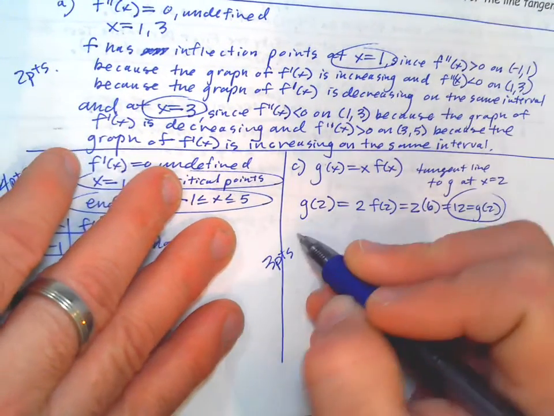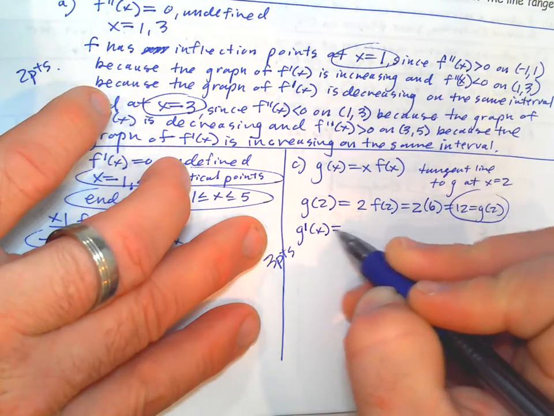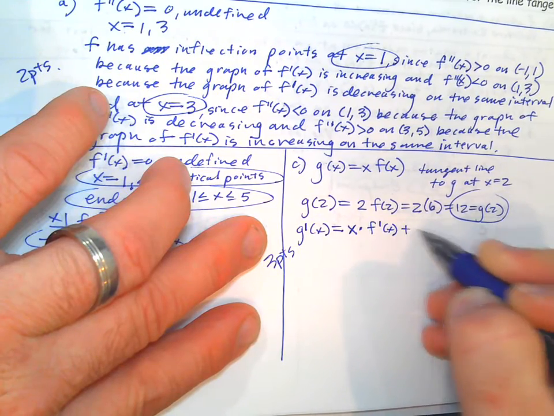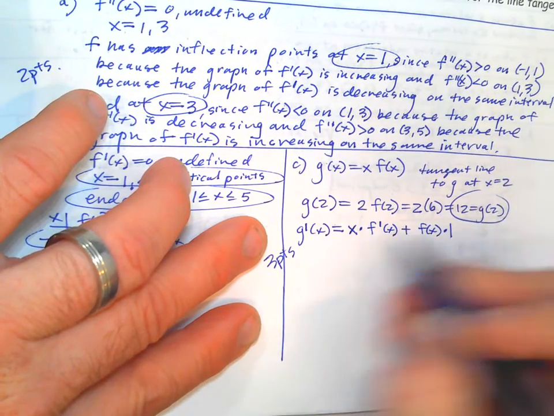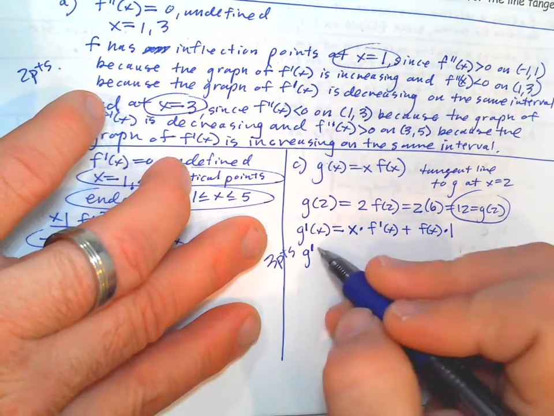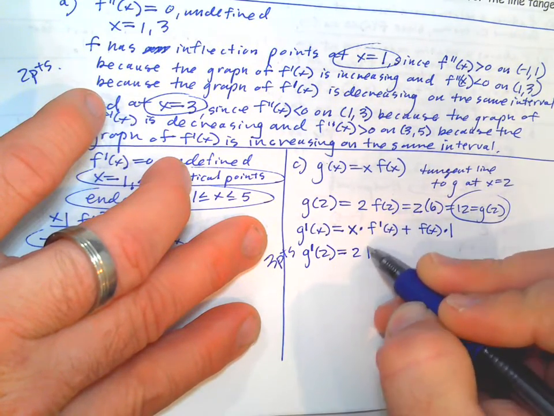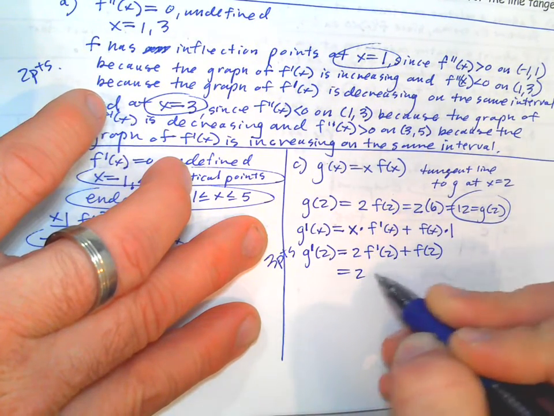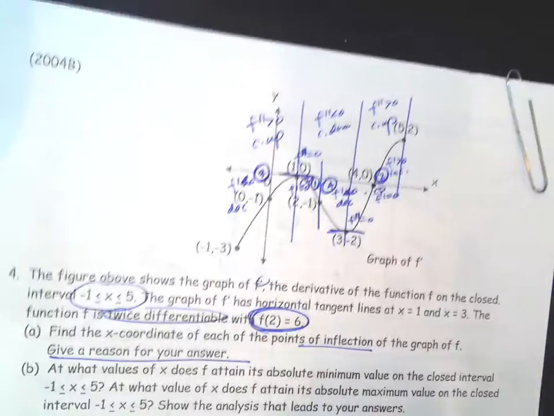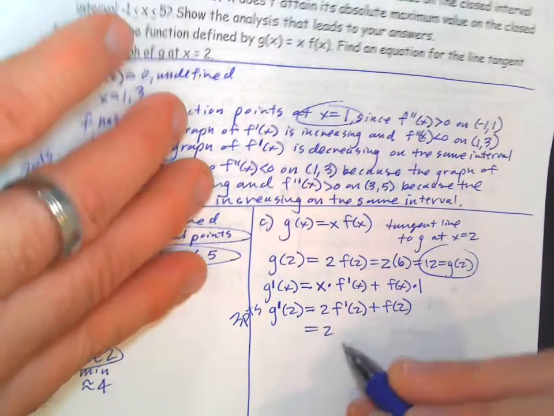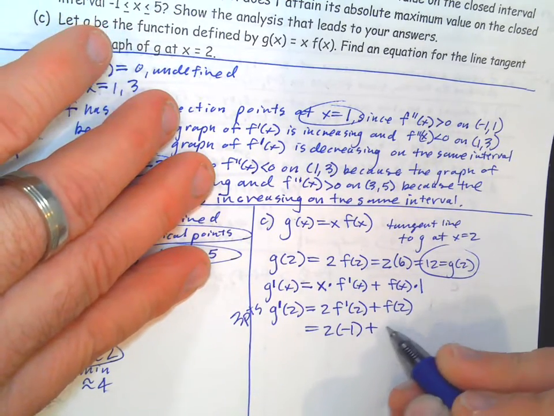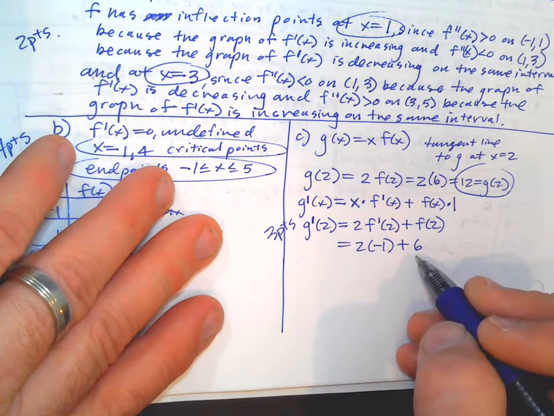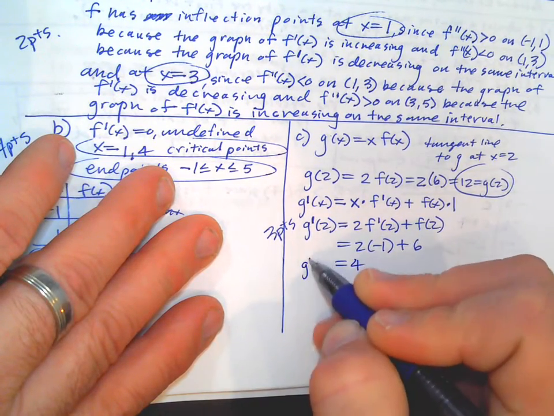And then we want the derivative. So this is going to involve the product rule. x times the derivative of f plus f of x times the derivative of x. So that's the derivative of g. And then we're going to plug 2 into it to get the slope there. Now, f prime of 2 would just be whatever the value of the graph is at 2, which is -1 right there. And then f of 2 they gave you at the beginning of the problem is 6. So these are actually exact correct answers. So this is going to be 4. So g prime of 2 is 4.